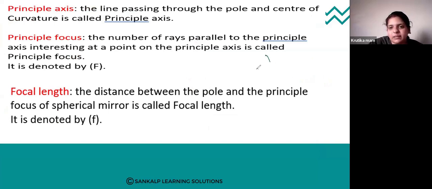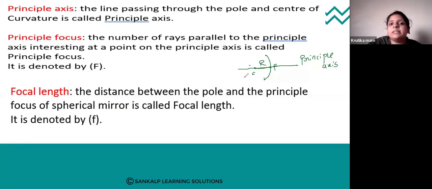Suppose this is the mirror, this is the pole, and this is the center of curvature. The distance between them we call the radius of curvature. And the line passing through the center of curvature and the pole is called what? It is called the principal axis. So what is the principal axis? The line passing through the pole and the center of curvature is called the principal axis.